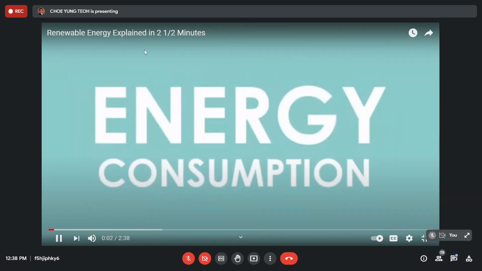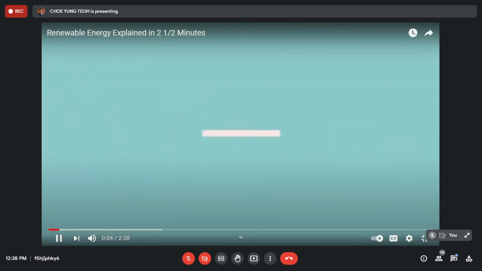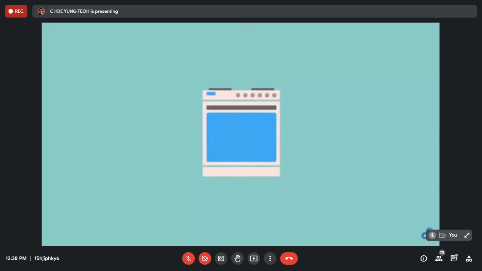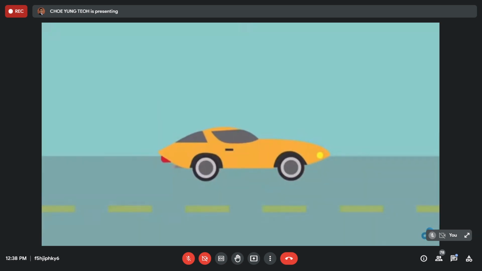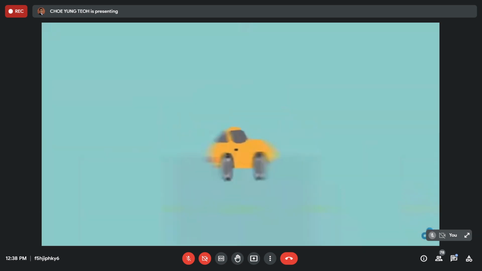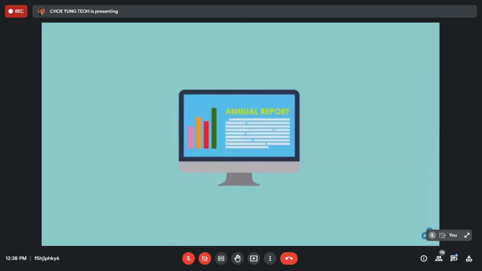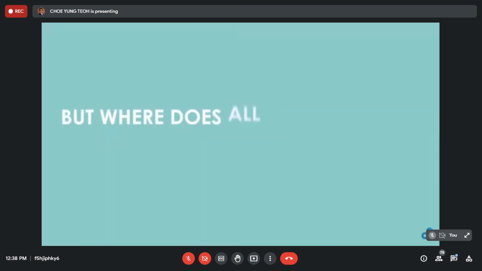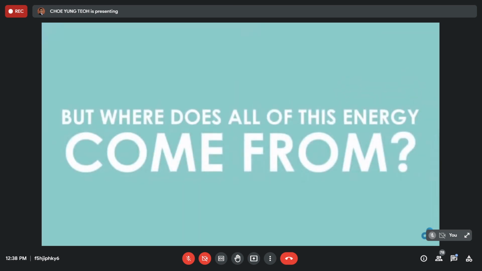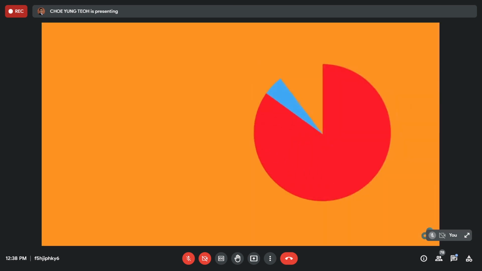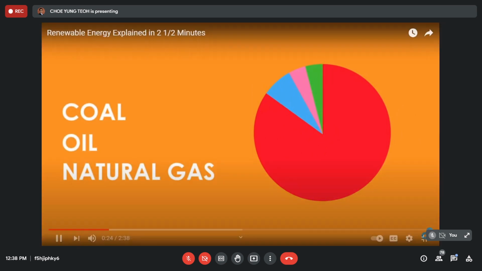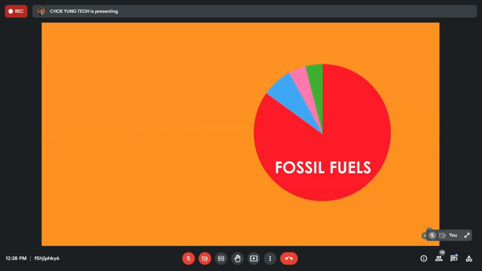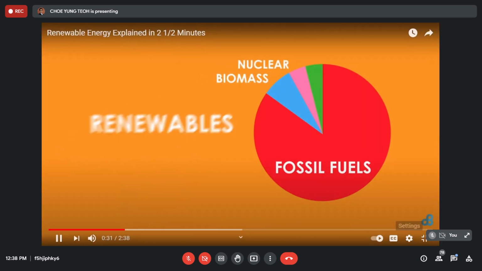Is a huge part of our daily life. We eat with energy. We travel with energy. We work with energy. And we even flirt with energy. But where does all of this energy come from? Today we gather most of our energy from coal, oil, and natural gas, also known as fossil fuels. Additionally, we gather energy from biomass, nuclear and renewables.